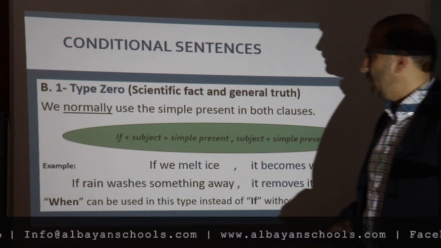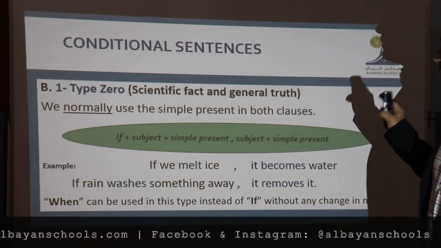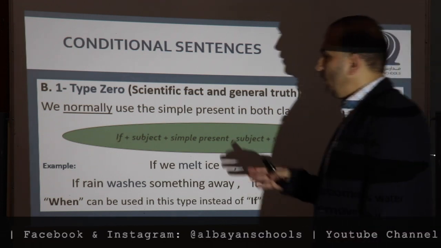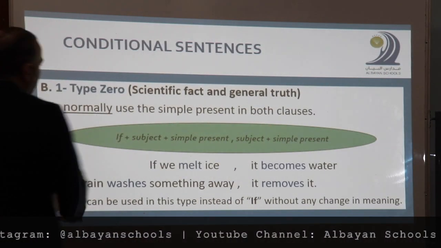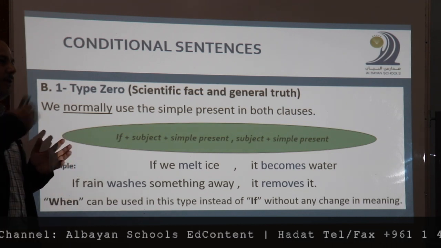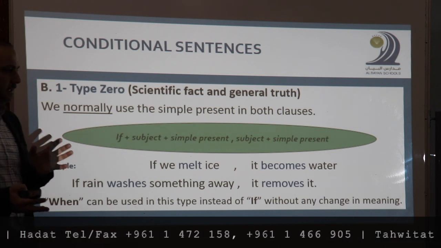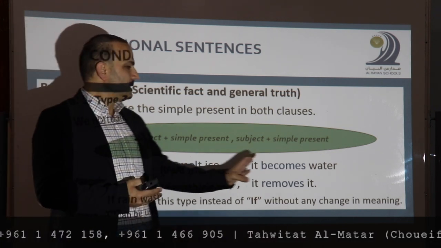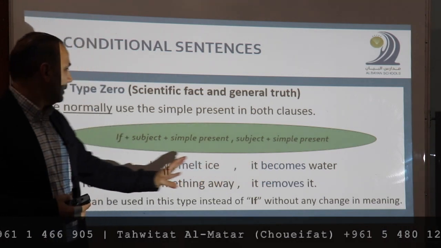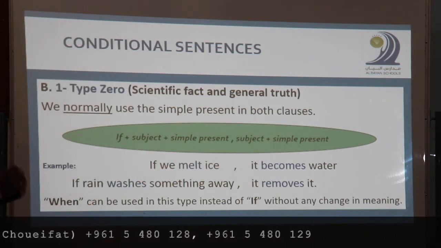Type 0. Type 0, as we said, to express scientific facts or general truths, okay? What do you mean by this type? To express a fact, you can't change the tenses. You can't say that something will happen. Whenever you express something, of course, you have to give its result as real, as fact. That's it. We normally use the simple present in both clauses.